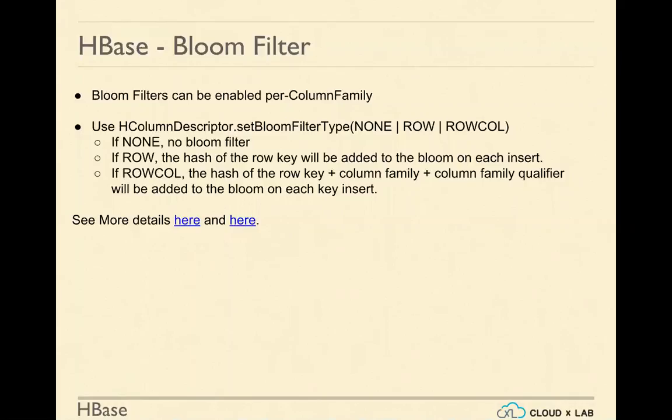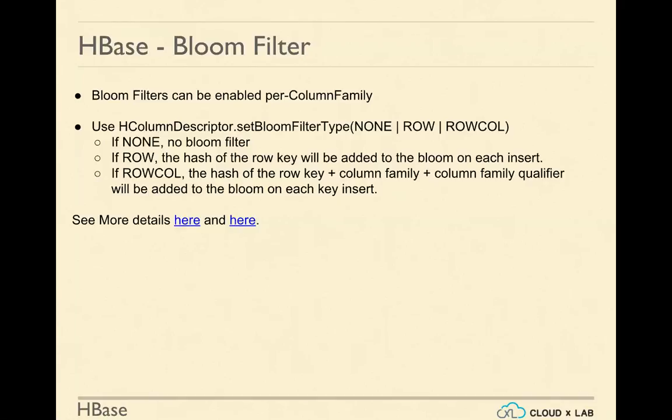So you could use a class called HColumnDescriptor.setBloomFilterType. You can say none. If you are saying none, there will be no Bloom filter. You could say row, meaning based on row IDs, row keys, hashing will be done. And then the searching on row key will become faster.